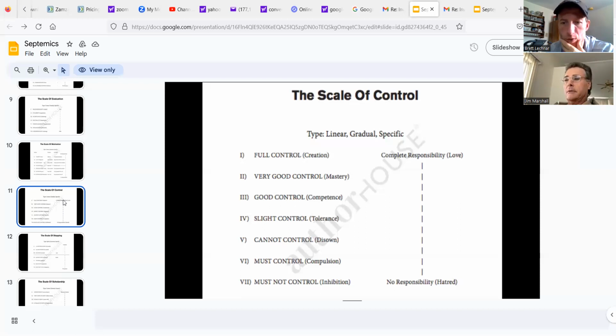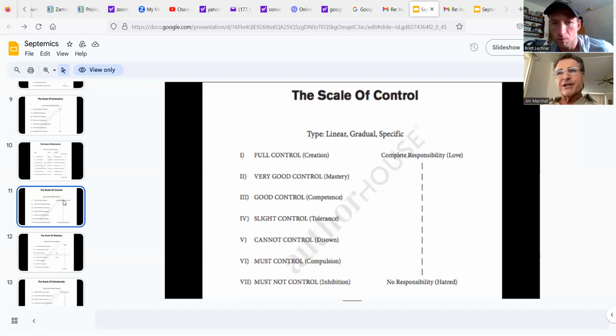Right. Now, would you say that people who act like that, with no responsibility, are on the hatred scale? Would you say they hate themselves also, which is why they have no responsibility? Okay, so let me point something out.